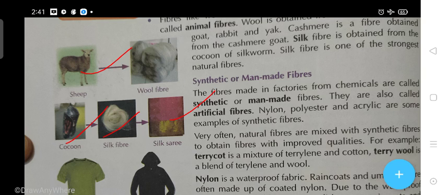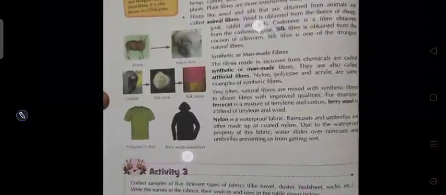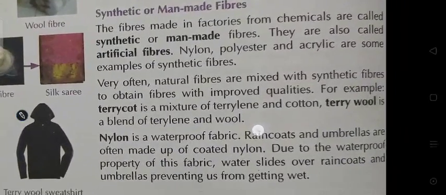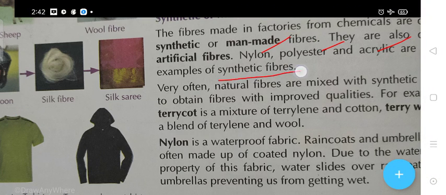Now, students, on the other hand, we see the synthetic or man-made fibers. Not only natural fibers, there are synthetic fibers that can be called man-made fibers. What are synthetic fibers? Synthetic simply means man-made, and fibers made in factories from chemicals are called synthetic, and these man-made fibers are also called artificial fibers, students. Nylon, polyester, acrylic are examples of synthetic fiber.